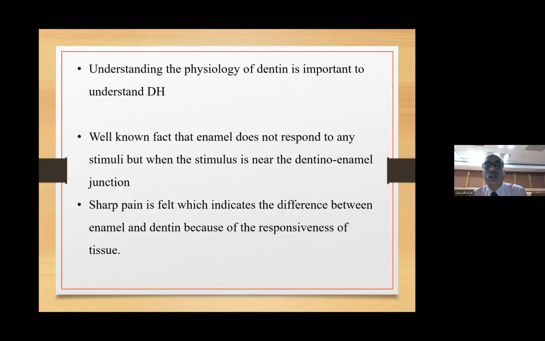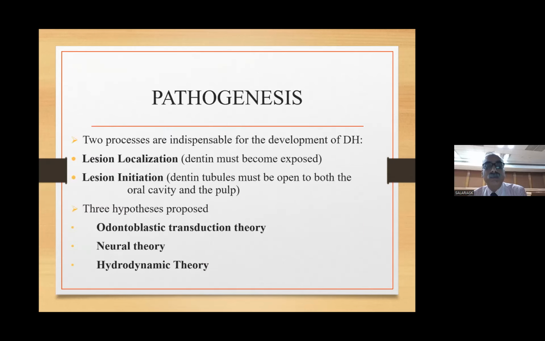When we come to the pathogenesis, there are two processes that are indispensable for the development of dentinal hypersensitivity. One is lesion localization, which means the dentine must become exposed, and the other is lesion initiation, which means the dentinal tubule must be open both to the oral cavity and towards the pulp. Only then are they able to. And regarding the pathogenesis, there are three hypotheses proposed: the odontoblastic transduction theory, the neural theory, and the hydrodynamic theory.